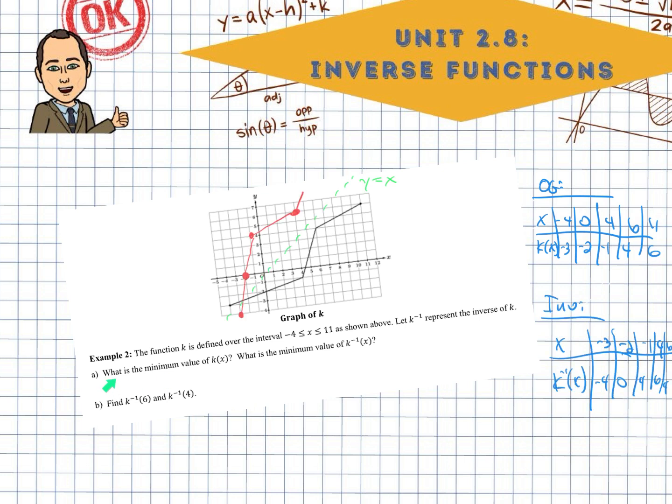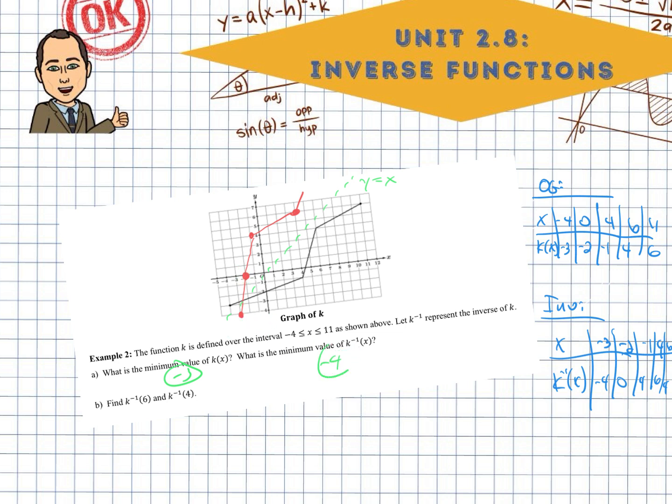All right, so let's take a look. It says, what's the minimum value of k of x? The minimum value of k of x, this original graph here, is -3. It's the lowest possible value there. Now it asks us, what's the minimum value of the inverse of k of x? Well, the lowest value I see here is -4.